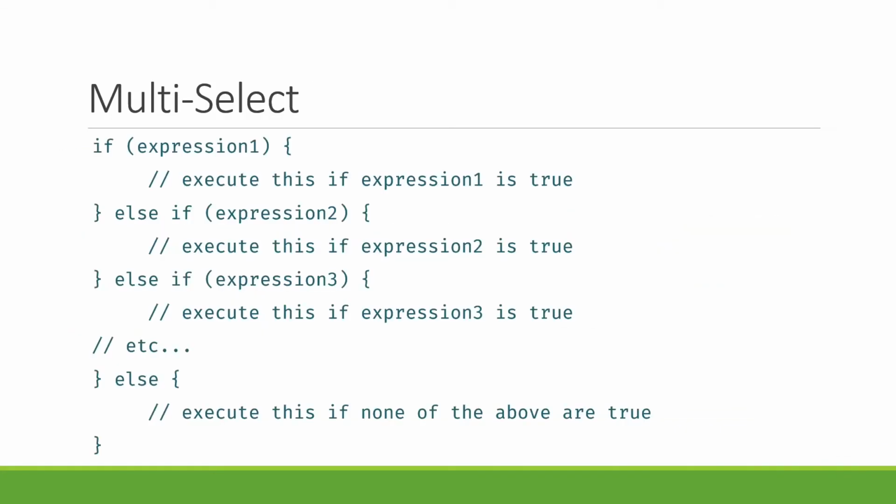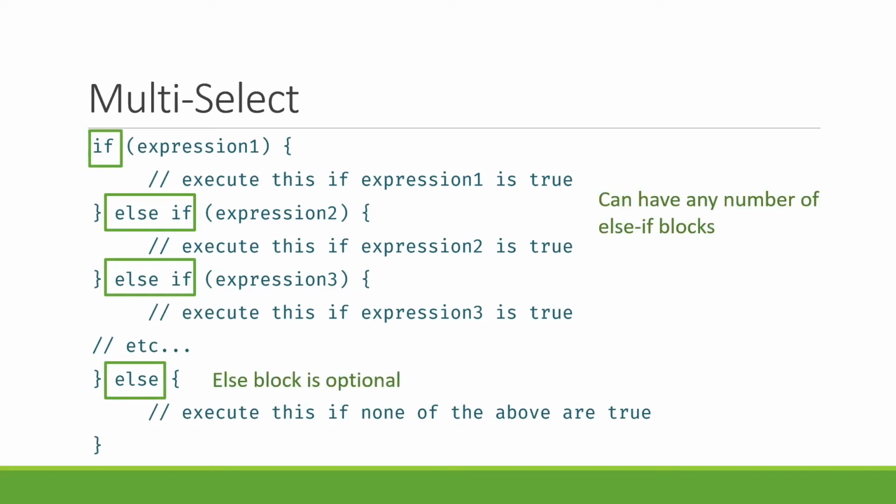Here's the general form of a multi-sided if. Note that it starts with an if block and is then followed by a series of else if blocks. And at the bottom is an else block. This type of selection can have any number of else if blocks, and the else block is optional.